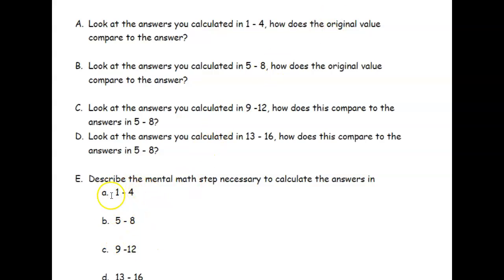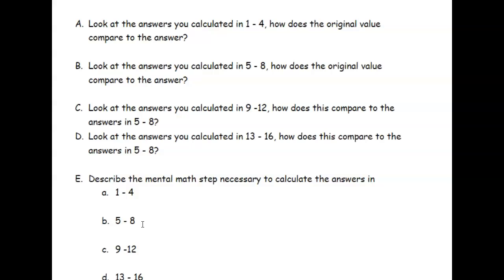The mental math step to calculate 1% is to just move the decimal to the left two places. For 5 through 8, the 10% mental math is to move the decimal one place. So anytime someone asks you to calculate 1% or 10% of something, you should be able to figure out how to just move the decimal to the left.